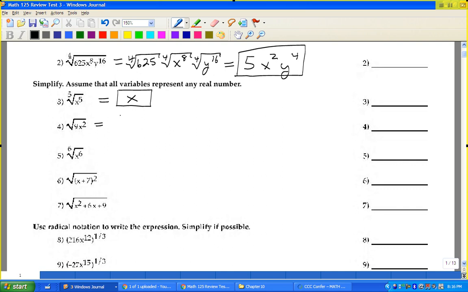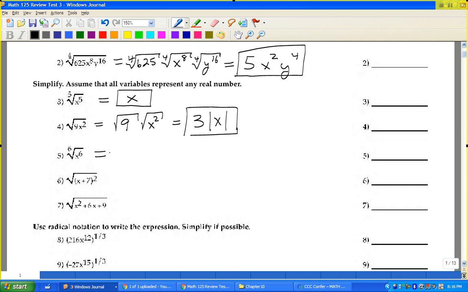The square root of 9x squared is the square root of 9 times the square root of x squared. The square root of 9 is 3. The square root of x squared is going to be the absolute value of x, since we have an even root, the square root. And so 3 absolute x. And 2 divided by 2 is 1, so that's the first power.